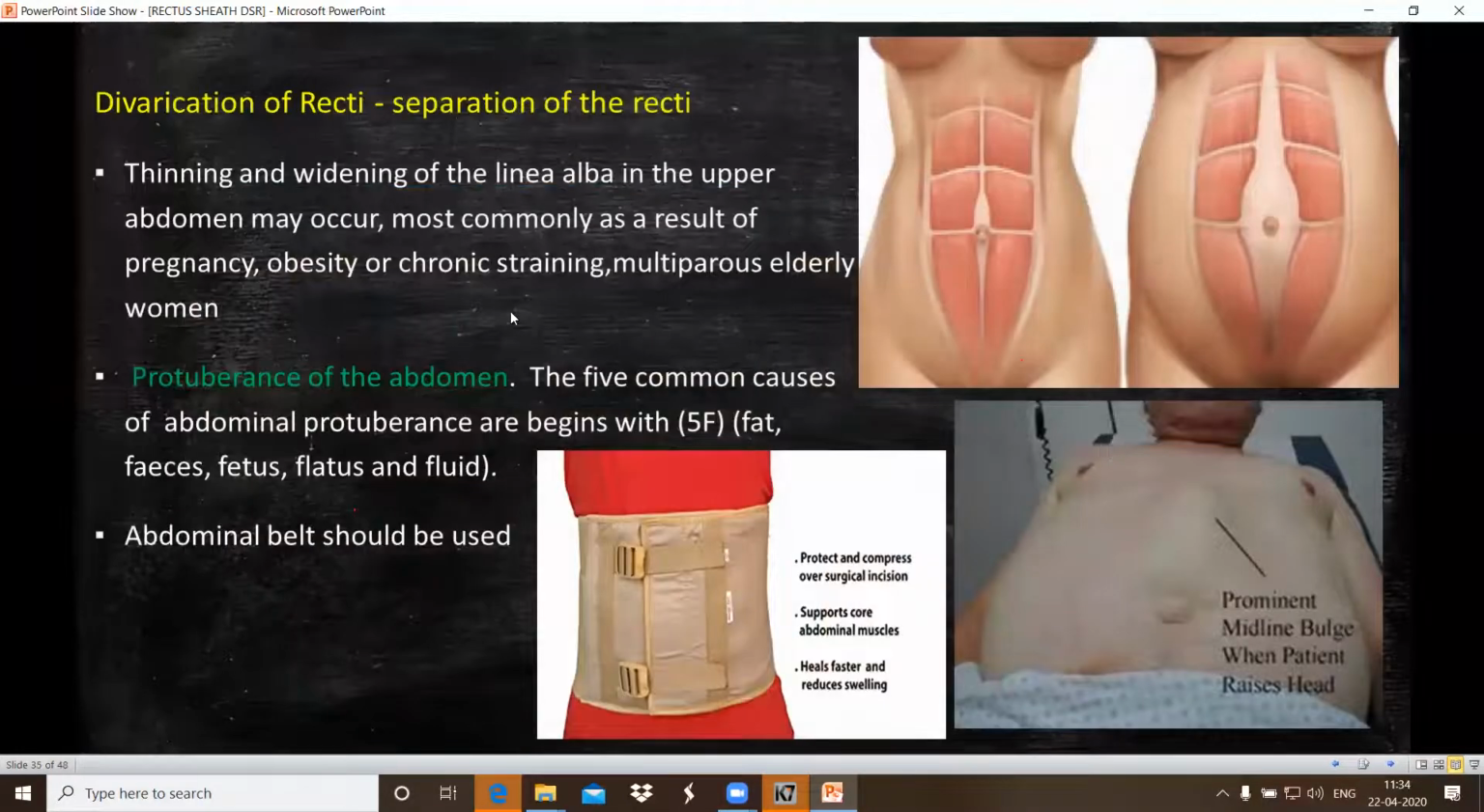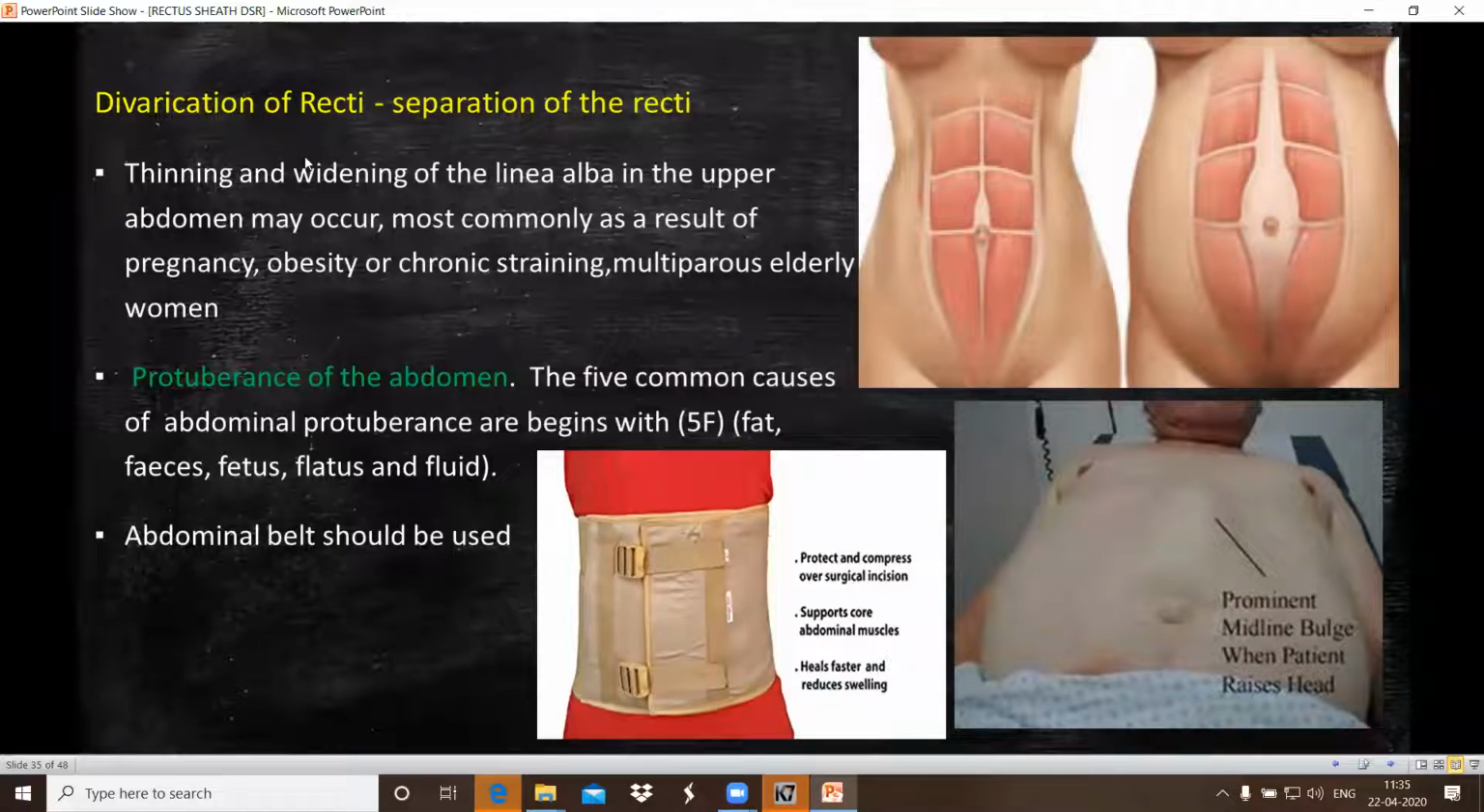Next, we'll move to the second one, that is divarication of the recti, separation of the recti. This is a normal one. This is the separation of the recti muscles. When will it happen? What are the causes? It happens during pregnancy, in multiparous elderly women, or in patients who are obese or chronically constipated. While they are straining, it leads to the separation of the two recti muscles. Then the linea alba becomes very thin. That's why the abdominal viscera come out on flexion.